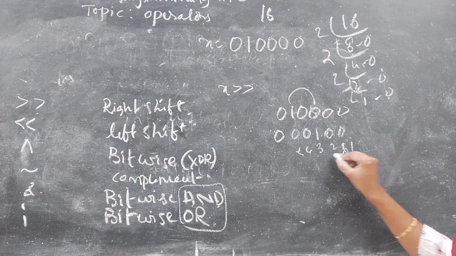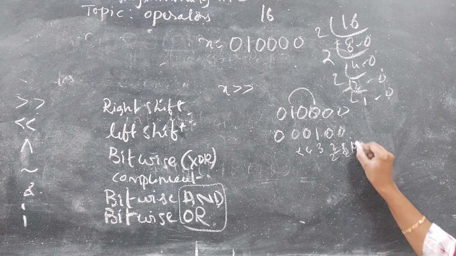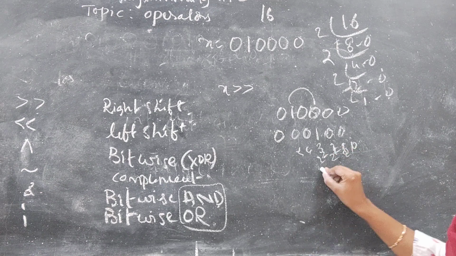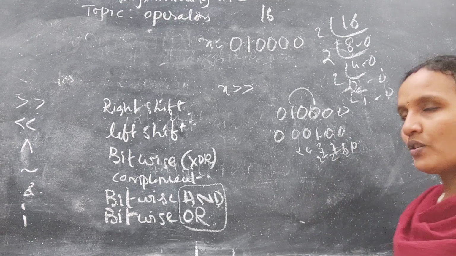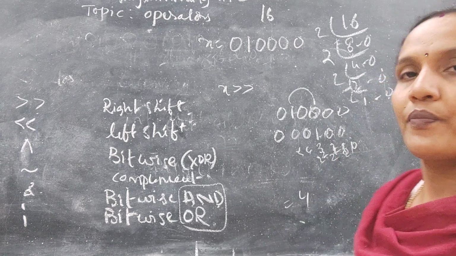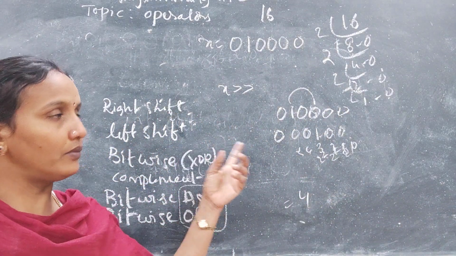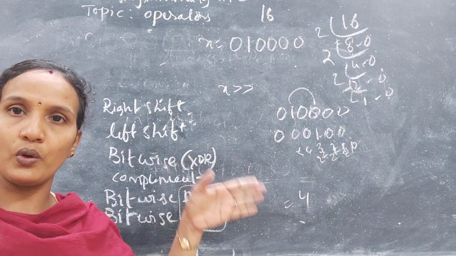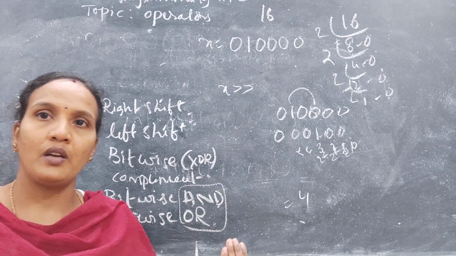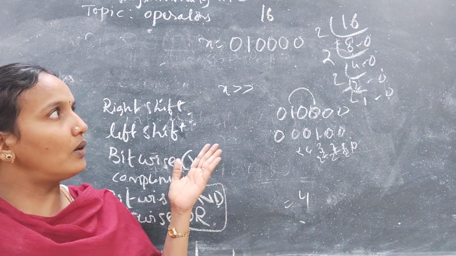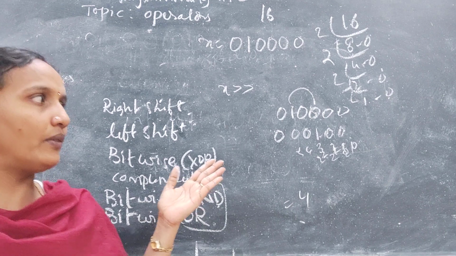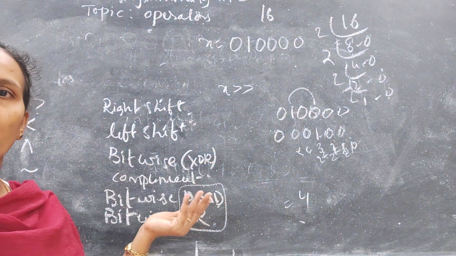2 to the power of 1, 2 to the power of 2, 0, 1, 2 to the power of 2. 2 to the power of 2 means how much? 4 you will get. Okay. So actually, when will we use this type of operator? When you want to divide any value by 2's complement.